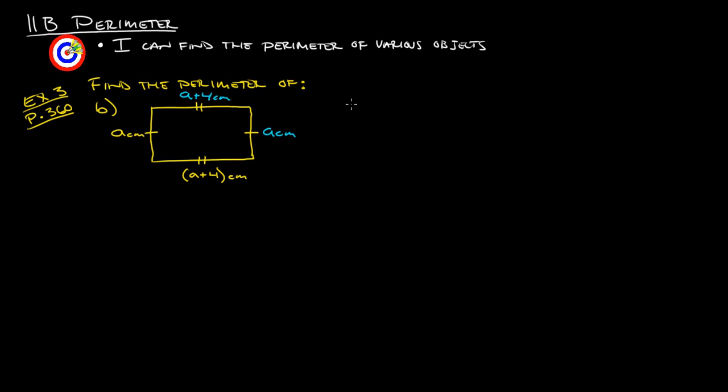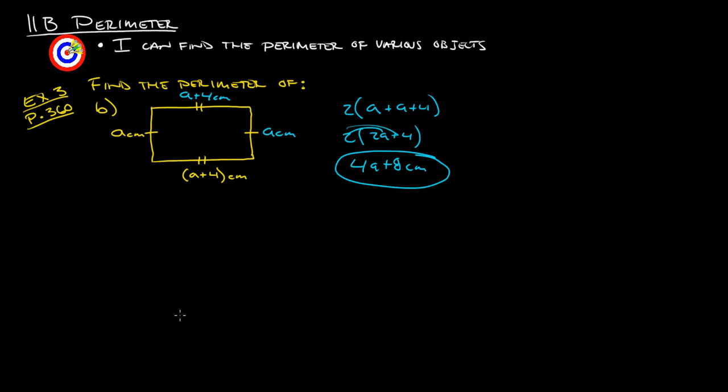So we can do this a couple of different ways. We can just add up all 4 of the sides, or another way to do it, if you know the 2 sides, you can just do twice a plus 4, and that's twice (2a plus 4), so that would be distribute this 2 through and we get 4a plus 8 centimeters is the perimeter of this particular figure.